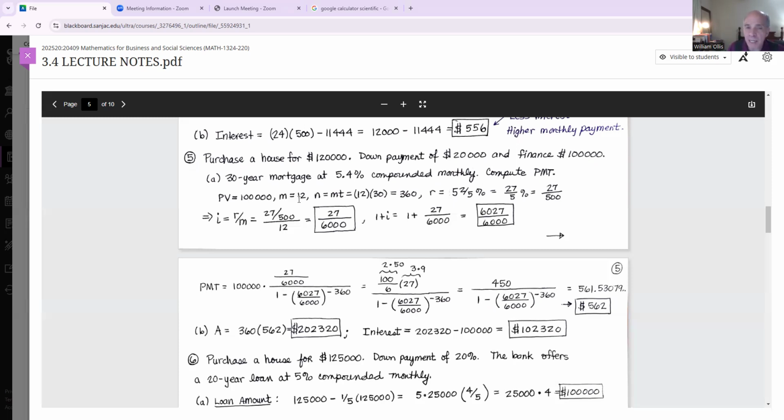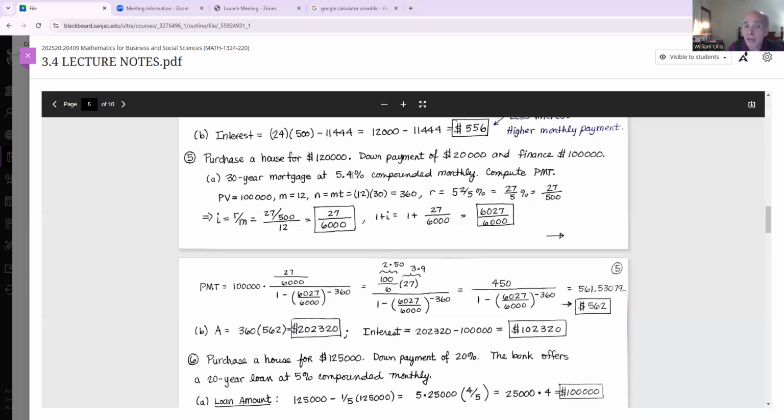So now, again, M is 12, N is just MT. So we have 12 times 30. So in this particular case, we have a 30-year mortgage. We have 12 times 30, that's 360. That is 3 times 12 is 36. Tack on a 0. You have 360 payments. Yes, maybe a 15-year mortgage might be something you want. But again, a 30-year mortgage, that's also very popular.